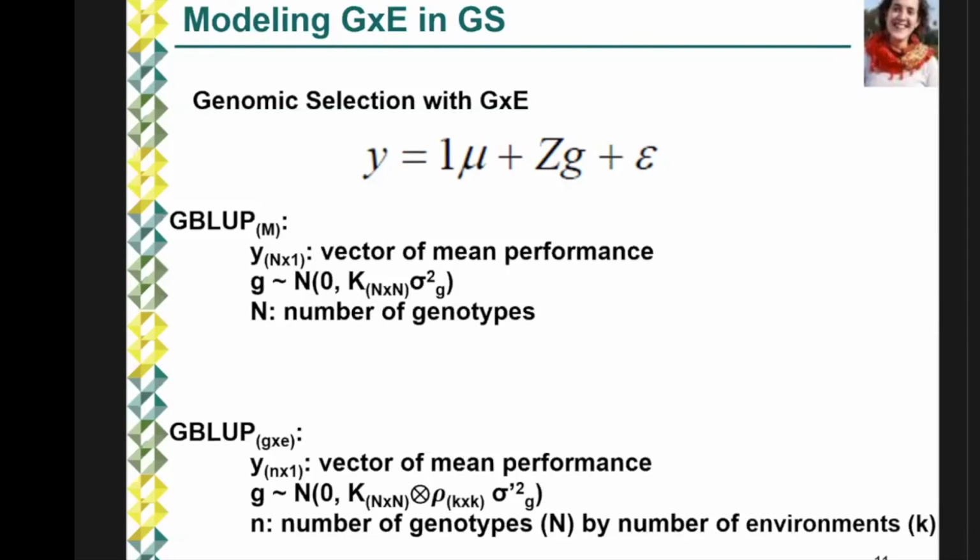So in this case, let's say now I had 50 genotypes evaluated in 10 environments. Here, it will have 50 means. Here, I will have 500 means, because now I'll have one mean for each one of those environments. Does that make sense?